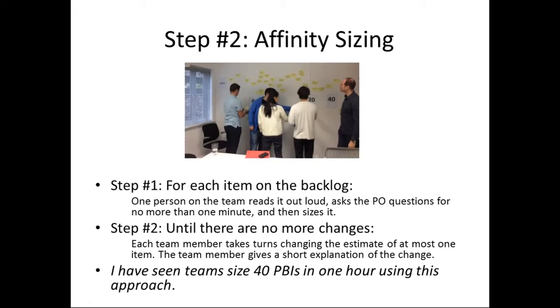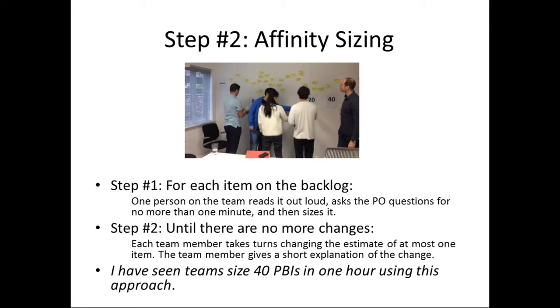And then for each item on the backlog, one person on the team reads it out loud, right? So a developer, and then asks the product owner questions about that item for no more than 1 minute. Okay, so this is just a single person on the team sizing it after a 1 minute discussion with the product owner. And then they take that yellow sticky, and they just put it up on the wall next to the number that they think is the right size.